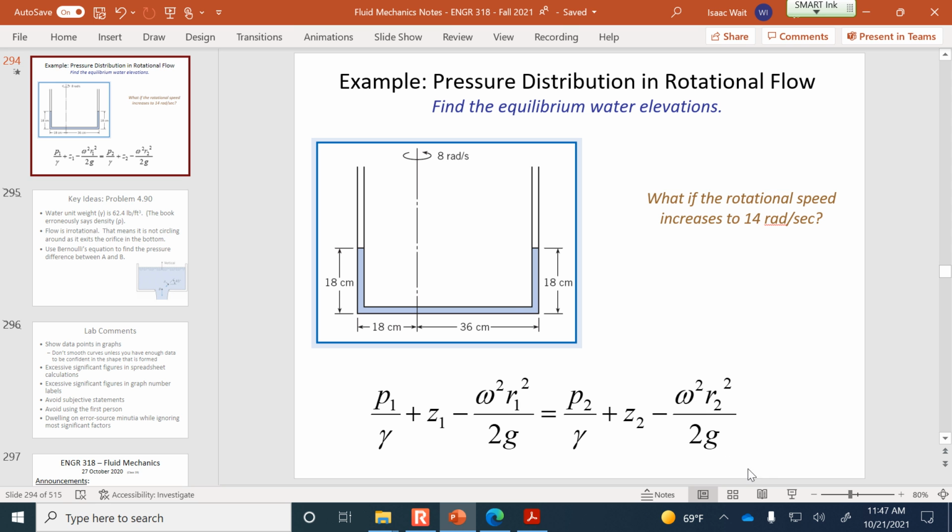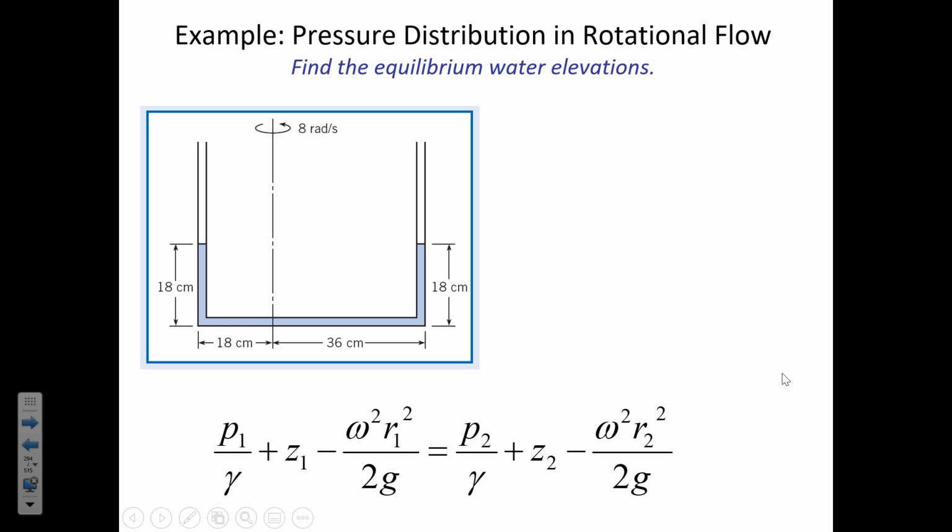And this one has the potential to get relatively complicated. There's two parts to this example. What we're looking at right now is the before. Before it started spinning, the liquid levels were the same on each side. But then it began to spin, and it's going to achieve some different water elevations than we see right now. So once it's spinning at 8 radians per second, one of the sides is going to have the liquid level go down, and one of the sides is going to have the liquid level go up.